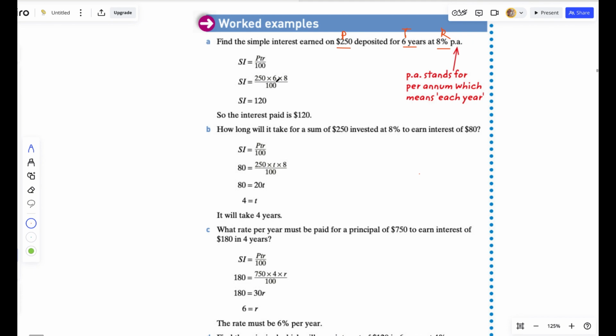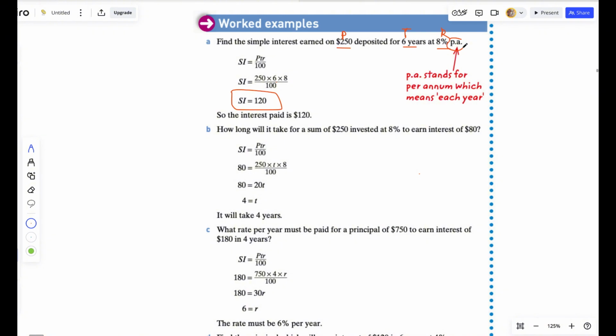So this 0 cancels this 0, and then 5 goes into 25, 5. So when you cancel out everything, we get 120 as your simple interest, okay? Now, every time in this chapter we say per annum. Per annum means each year.